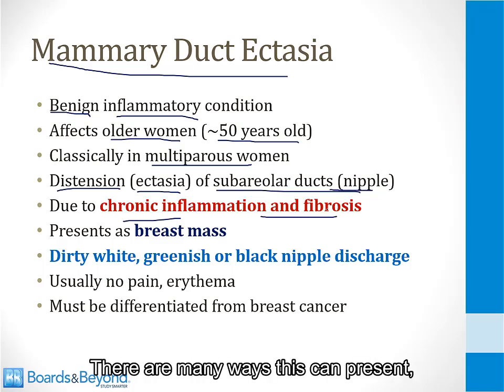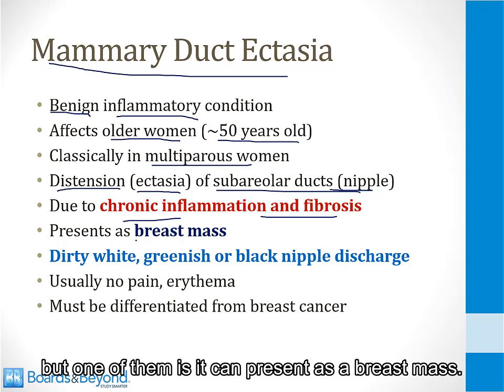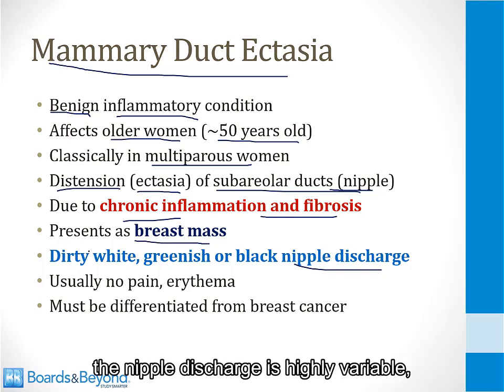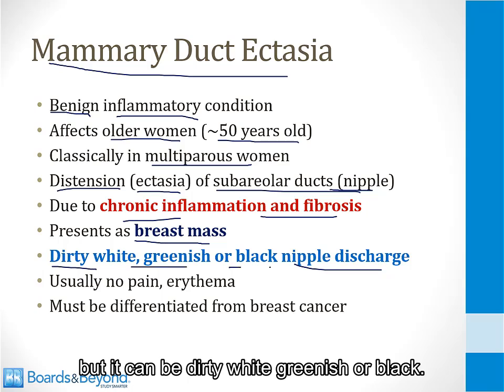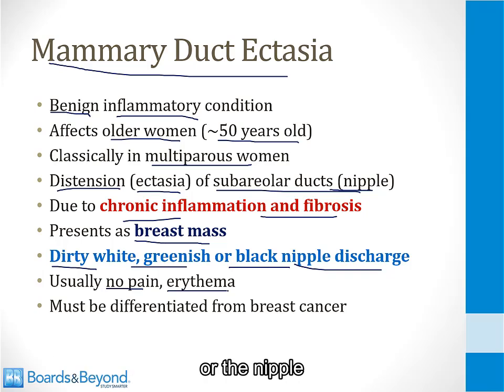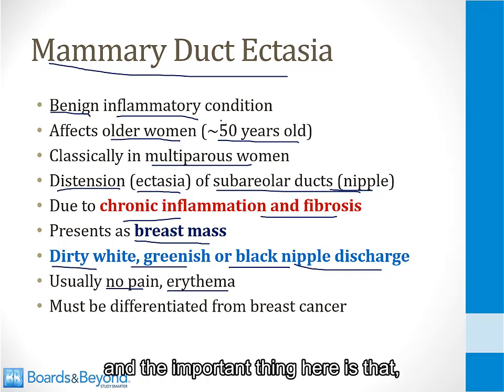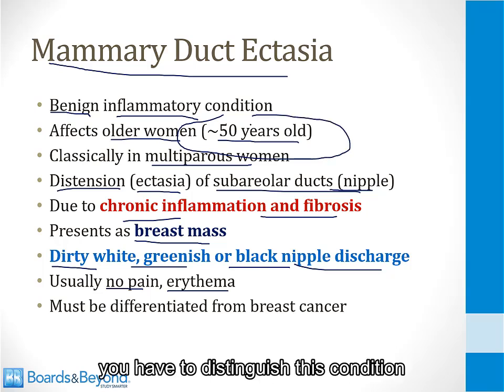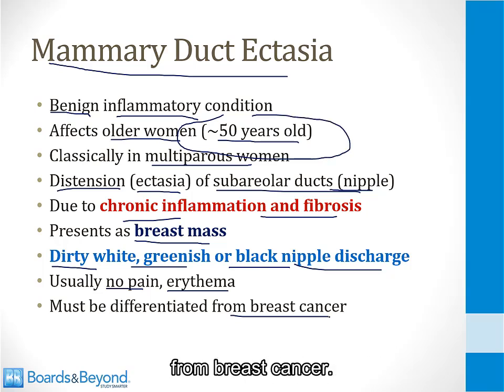There are many ways this can present, but one of them is it can present as a breast mass. Another way is as nipple discharge. The nipple discharge is highly variable, but it can be dirty white, greenish, or black. Usually there's no pain or erythema of the breast or the nipple, and the important thing here is that in an older woman who has either a breast mass or discharge, you have to distinguish this condition from breast cancer.